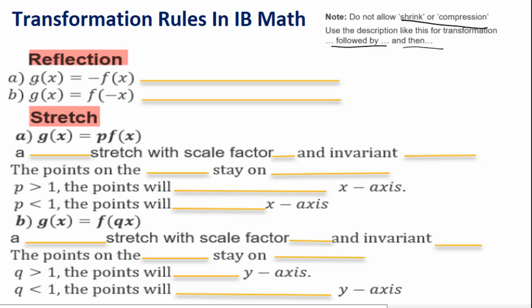Reflection. g of x equals negative f of x is a reflection in the x-axis. When g of x equals f of negative x, it is a reflection in the y-axis.